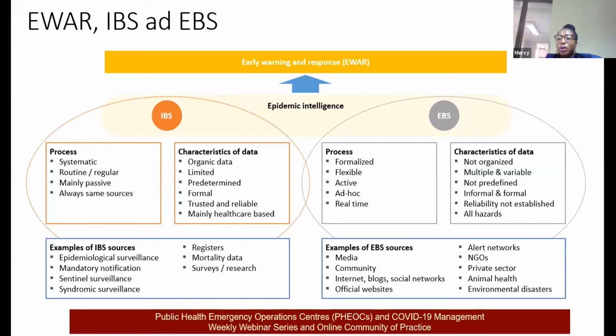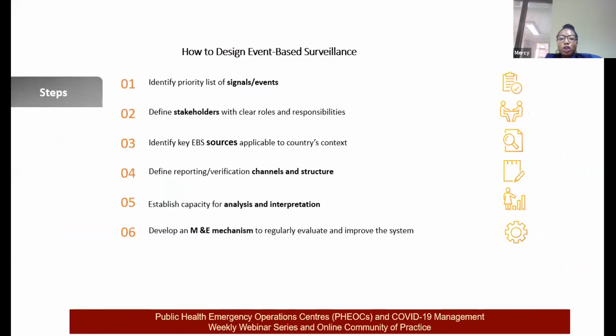You can always see where there's an upsurge, and you can detect that there's now an outbreak. But EBS comes strictly to improve early warning. Its main function is to improve early detection for prompt response. Next slide, please. So how do you set up an EBS system in your country? How do you go about that?